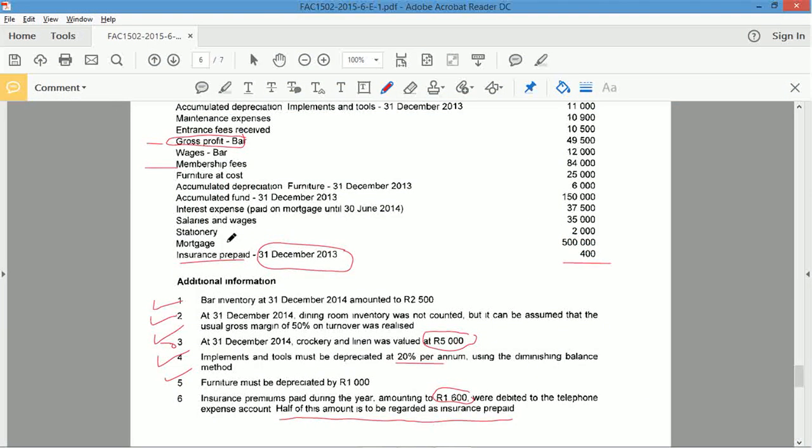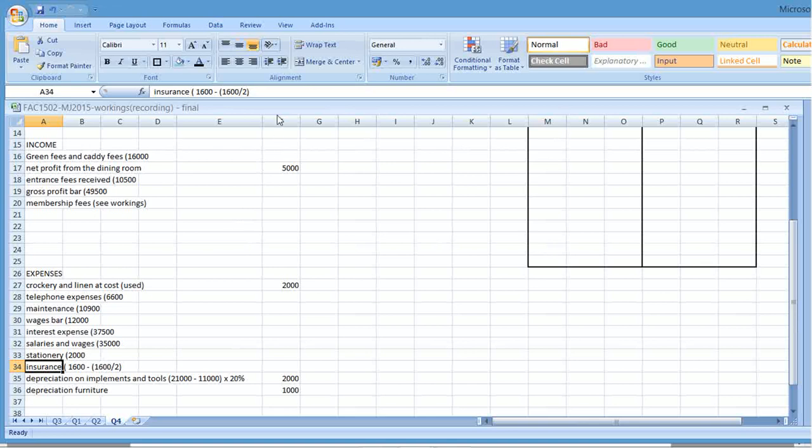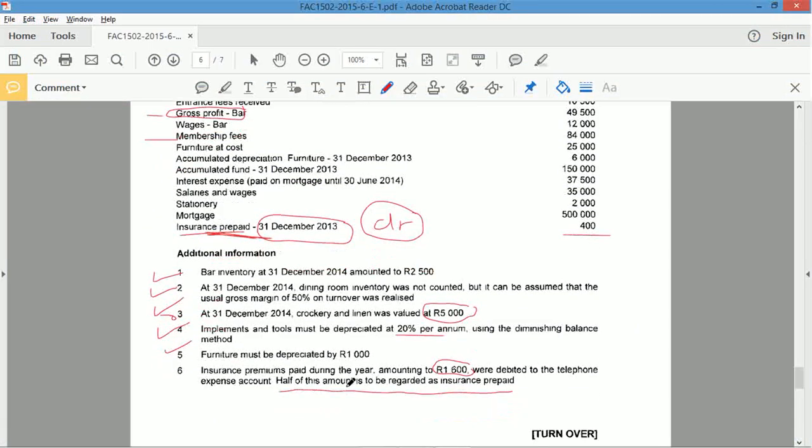And then you had last month's prepaid, which would have been a debit balance. To remove that, I would have credited and I would have debited. So I would have to add last month's expense that was prepaid. Right, so insurance will be an amount of 1,200. That would have been my insurance. And telephone, you have to subtract the amount that you took out, 1,600. So you took out 1,600 from telephone to show it separately as insurance. And then they said half of it was prepaid.